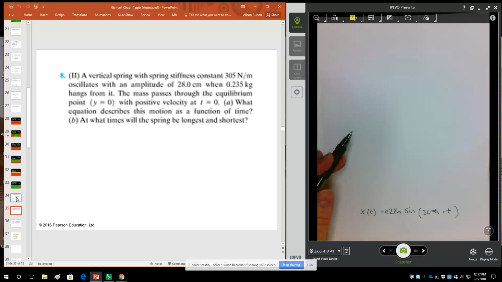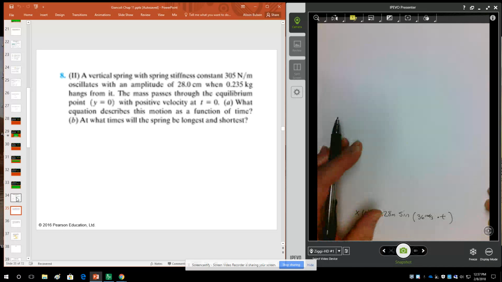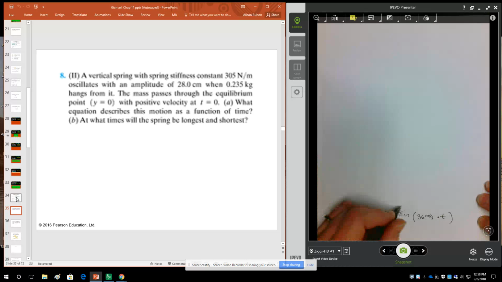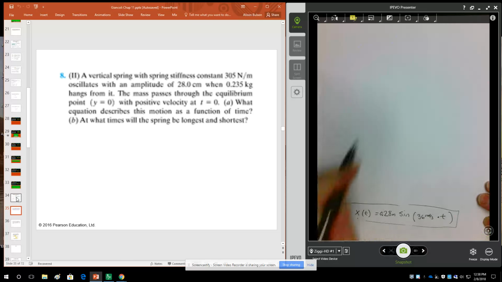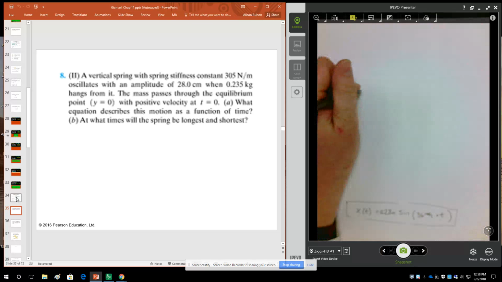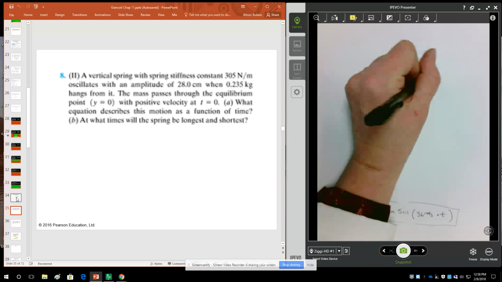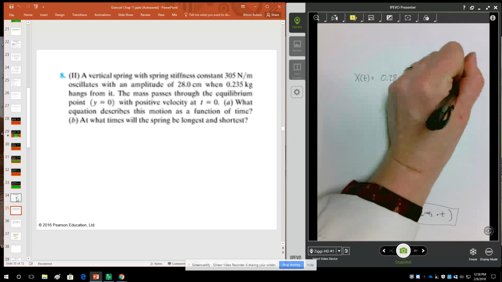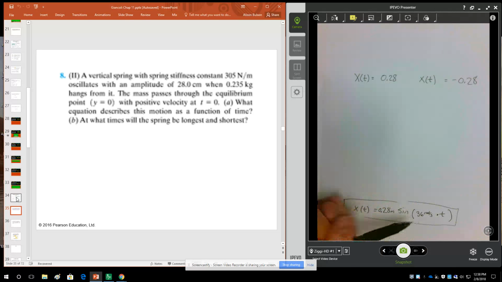Now I go back to part B. At what time will the spring be longest and shortest? So I want to know at what time is this position equal to the amplitude, longest? And then, of course, shortest would be the negative amplitude. So I want to say x of t is equal to positive 0.28, and then x of t is equal to negative 0.28. And then I'm going to set this equal to my function and solve for time.